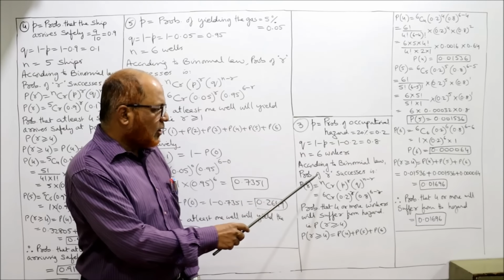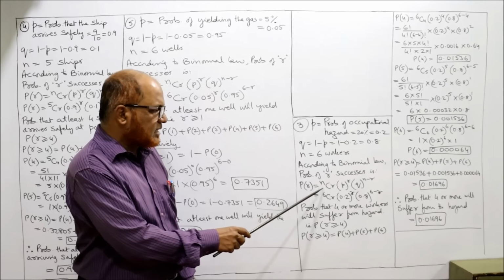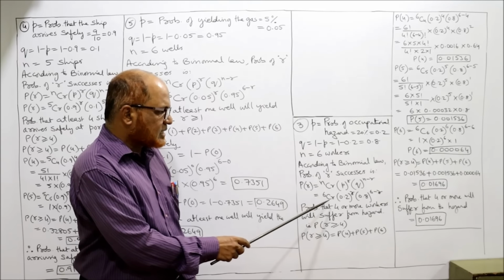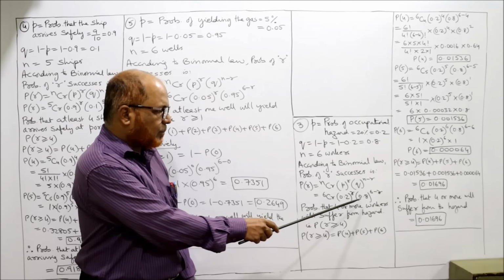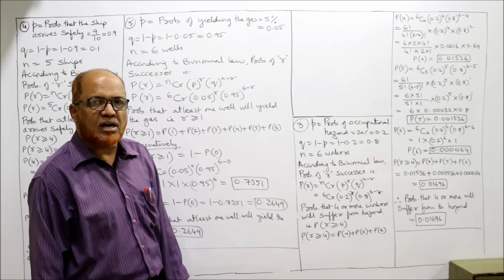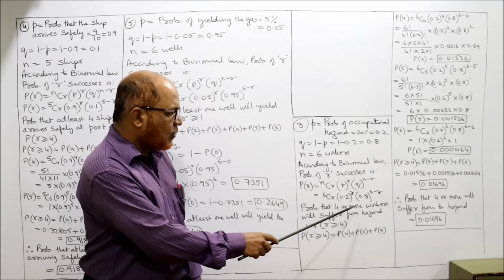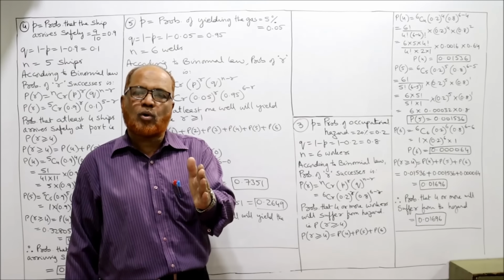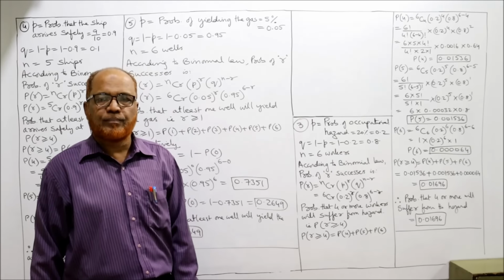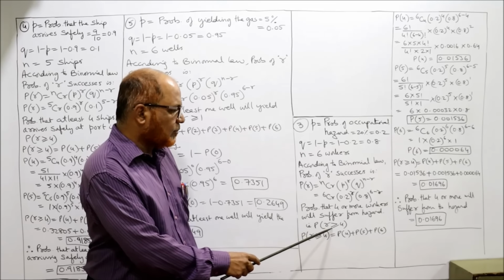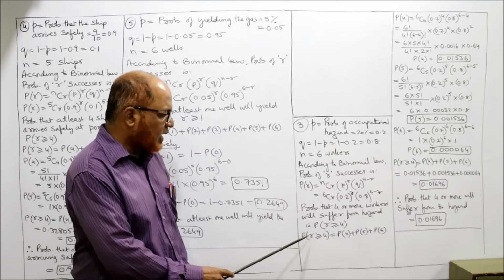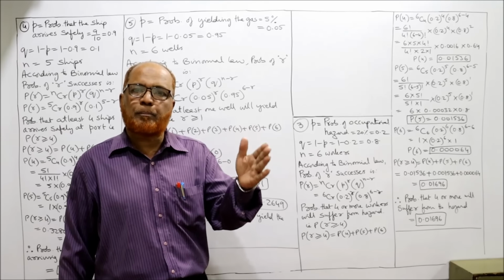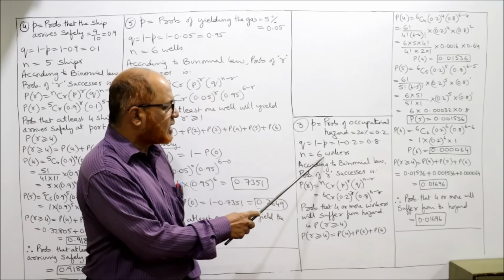So according to binomial law, the probability of R successes is P of R equals NCR, P to the power of R, Q to the power of N minus R. So N is equal to 6: 6CR, 0.2 to the power of R, 0.8 to the power of 6 minus R. Now we need the probability that 4 or more workers will suffer from the disease. That is, R is 4 or greater than 4. So R greater than or equal to 4 is equal to P of 4 plus P of 5 plus P of 6, because we have only 6 workers.